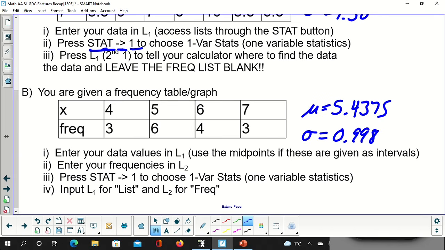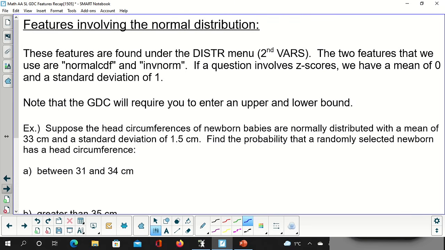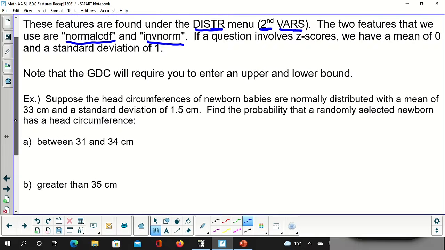Now that we've done some basic descriptive stats, let's move on to probability distributions. We'll probably be working a fair bit with the normal distribution. And these features are found under the Distr menu, which is second vars. And the two features that we're going to use are normal CDF and inverse norm. If a question has z-scores or standard scores, that means that the mean is 0 and the standard deviation is 1. And the GDC is going to require you to enter an upper and a lower bound. So we'll do this in the context of an example.